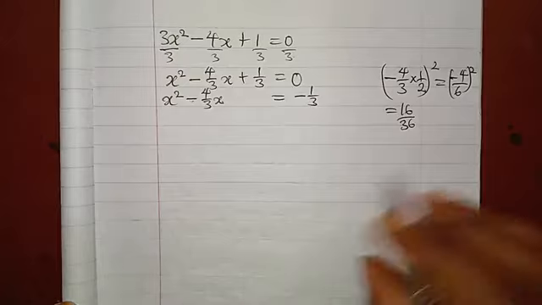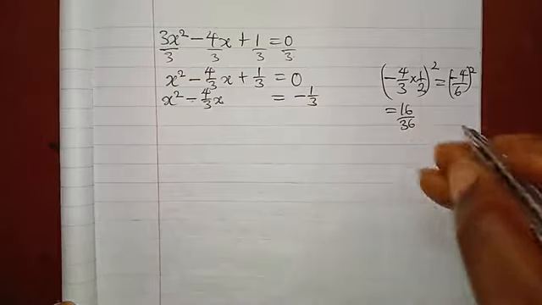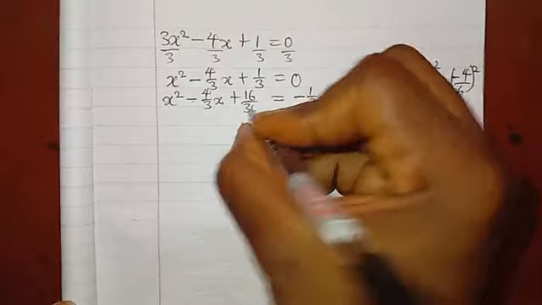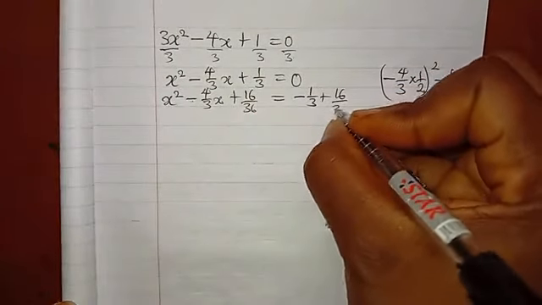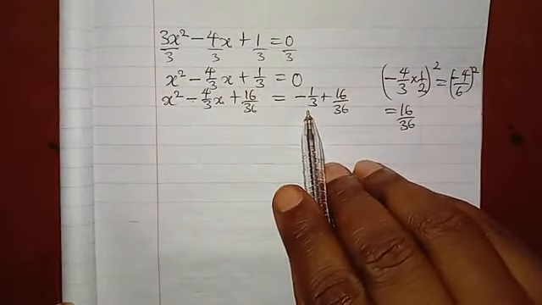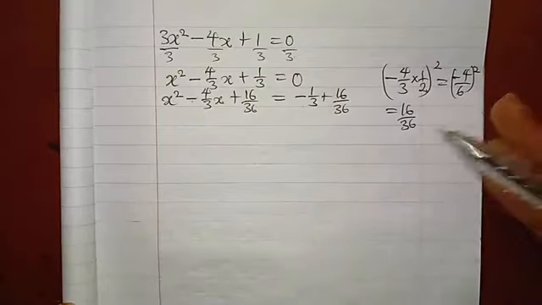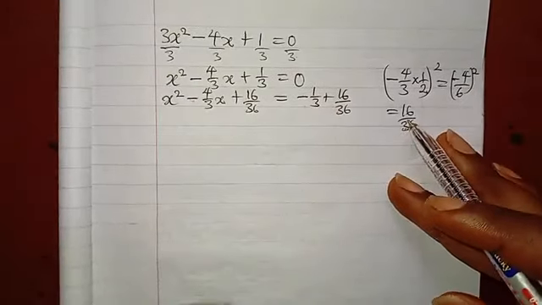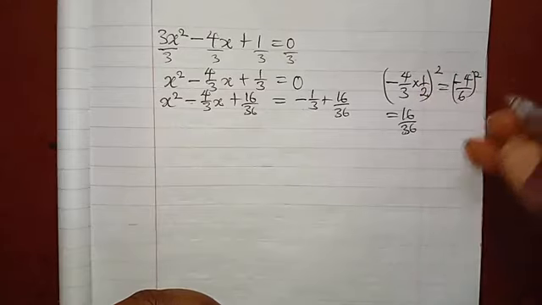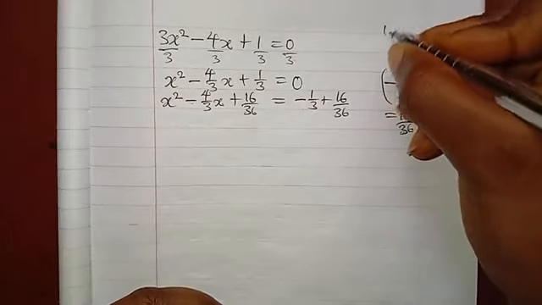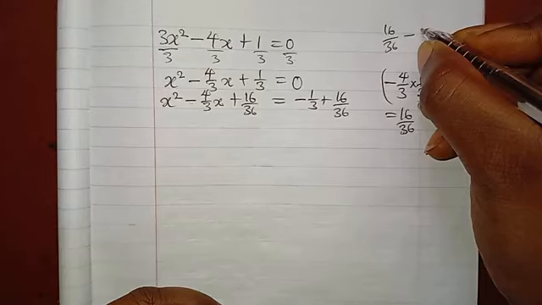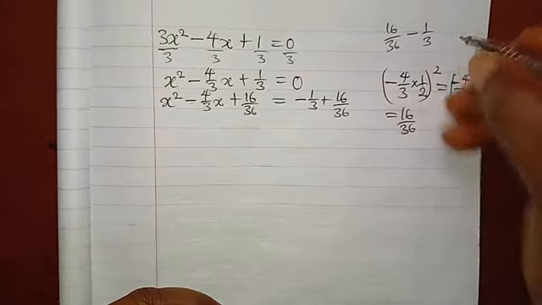Now we continue. 16 over 36. So this is what we are going to be adding to both sides of our equation: 16 over 36 plus 16 over 36. Now for this part, we really need to solve this fraction, and we'll be solving it by hand so that we can revise all those things we've done in junior school or previously. So we have that 16 over 36, this is just like saying minus 1 over 3.